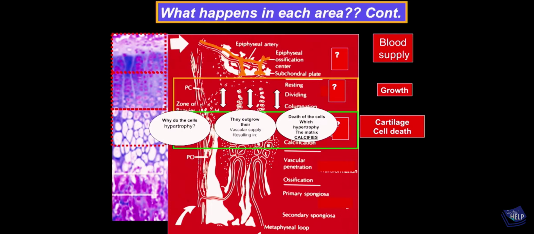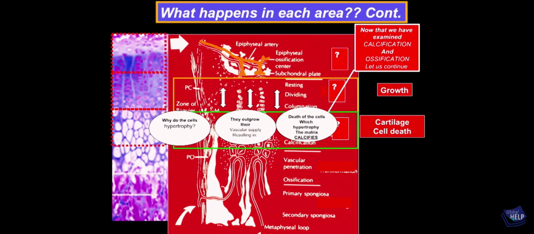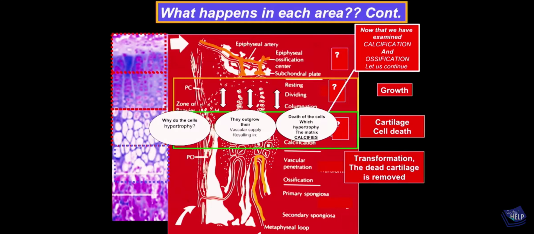So, now that we've talked about the difference between calcification and ossification, here in the hypertrophy zone, we have calcification. That calcified matrix is removed. And what happens here in this section? Well, that's where the dead cartilage is removed. The new blood vessels come in and they have chondroclasts and the cartilage is removed.